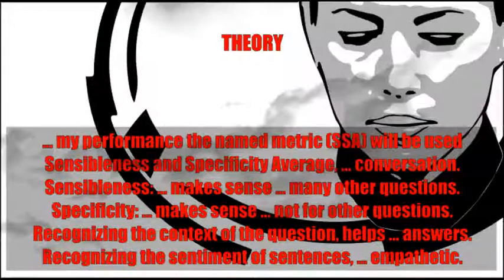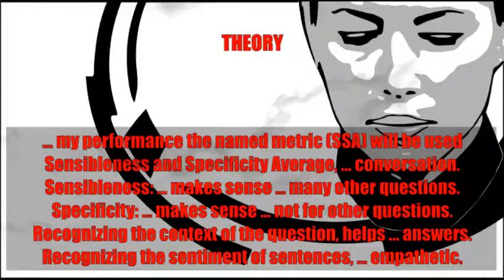Theory. For a measure of my performance, the named metric, SSA, will be used. Sensibleness and specificity average captures the key elements of a human-like multi-turn conversation. Sensibleness, if an answer makes sense for one question but potentially many other questions. Specificity, if an answer makes sense for a question but not for other questions.